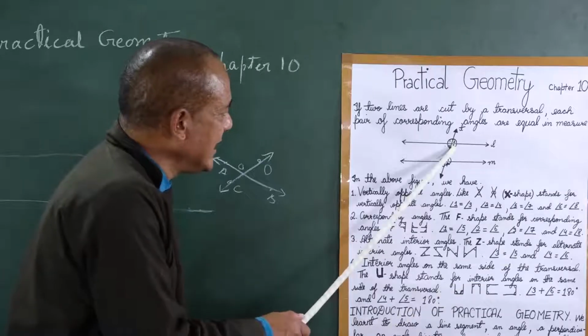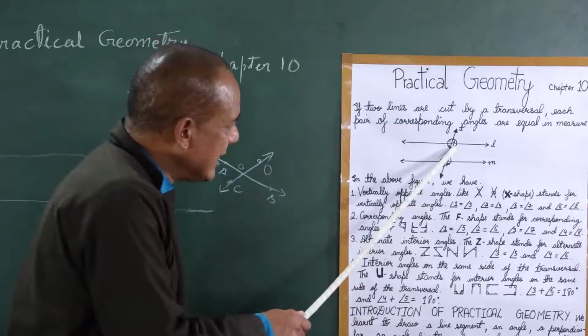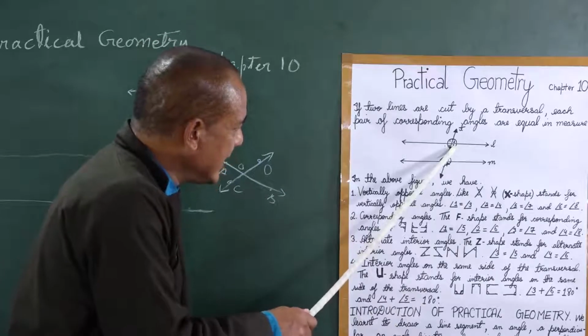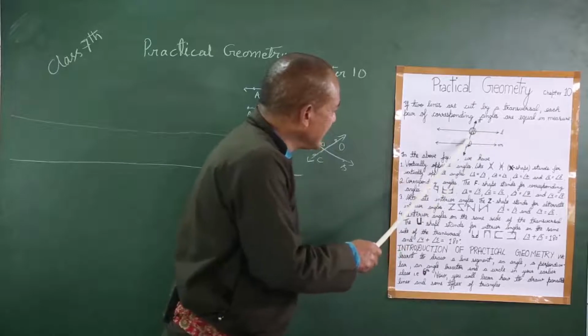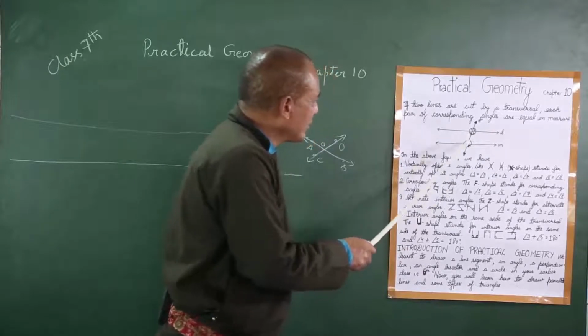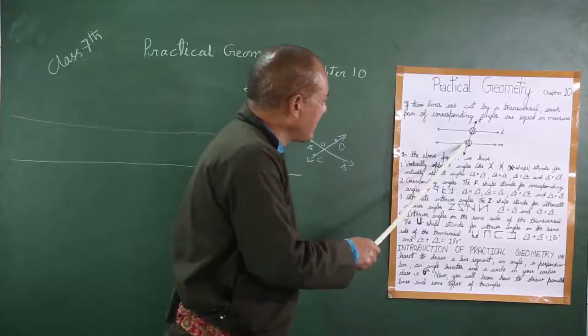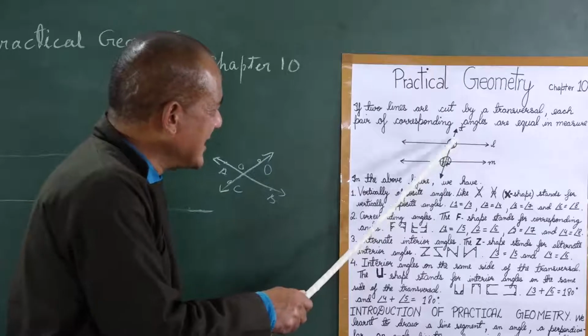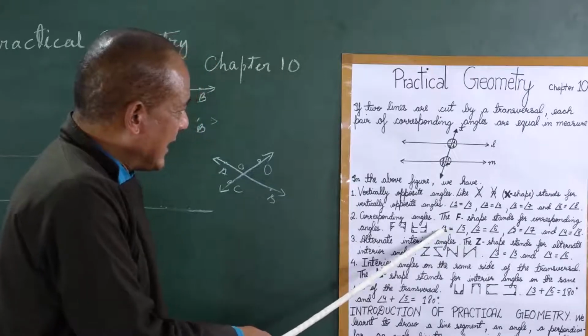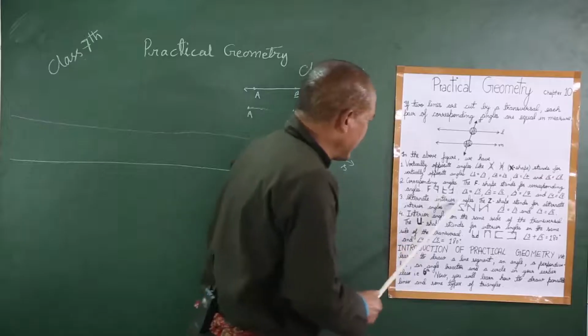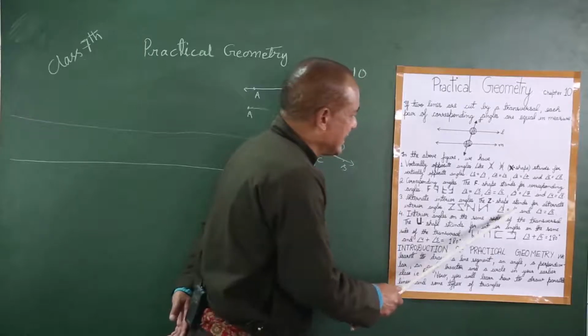So for example, here angle 3 and angle 5. Okay? So this is again Z type, no? So one corner of Z is 5 and one corner of Z is 3. So these two are equal to each other. When you are talking about angle 3 and angle 5 here.